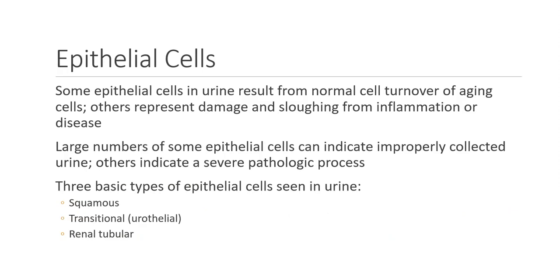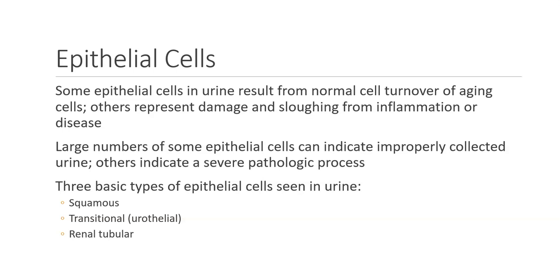Epithelial cells are normal components of urine. Some epithelial cells in urine result from the normal turnover of aging cells. They die and they're sloughed off. Others represent damage and sloughing from inflammation or disease. Large numbers of some epithelial cells can indicate an improperly collected urine.